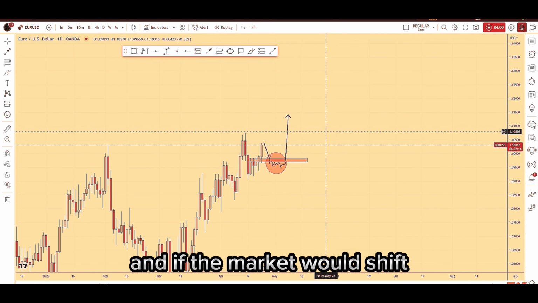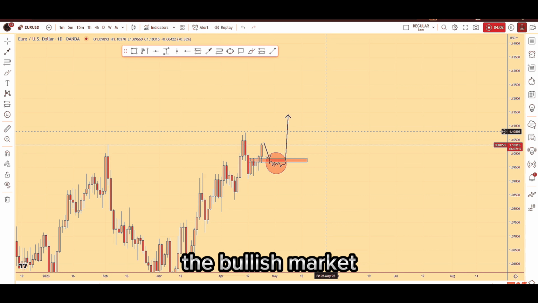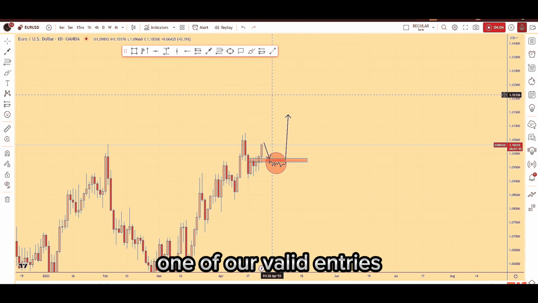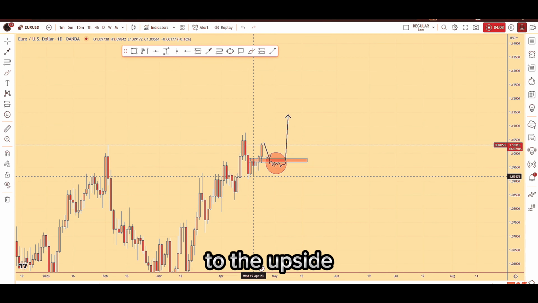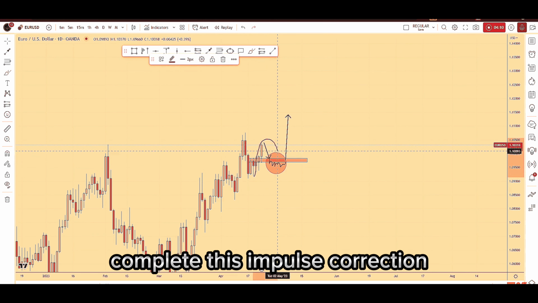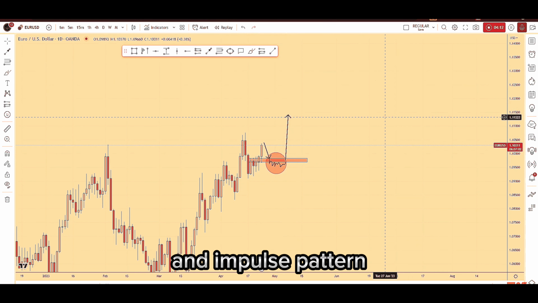And if the market would shift from an intraday bearish to bullish market and provide to us one of our valid entries, at that point we could be looking for a potential rejection to the upside for the market to potentially complete this impulse, correction and impulse pattern to the upside.